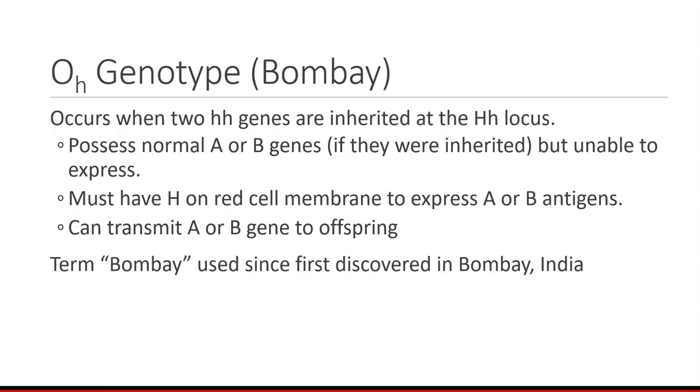So the Bombay genotype occurs when two little h genes are inherited at the H locus. Again, you will possess normal A or B genes if they were inherited, but you're unable to express them because you must have H on the red cell membrane to express A or B antigens. They can transmit A or B genes to their offspring. The term Bombay was used since it was first discovered in Bombay, India.